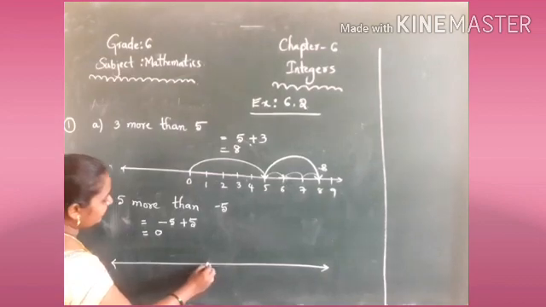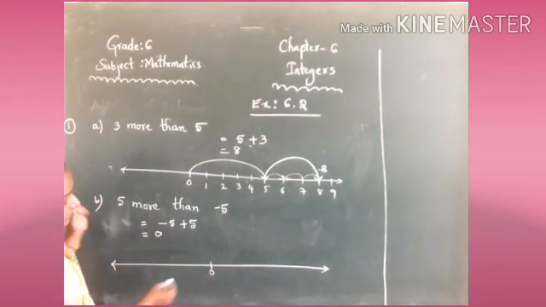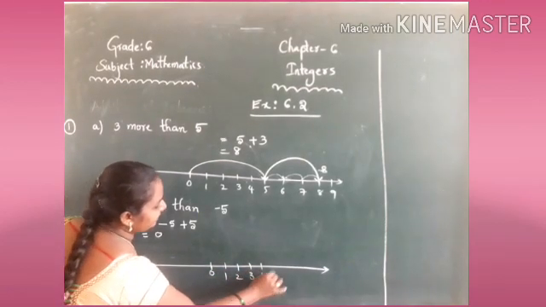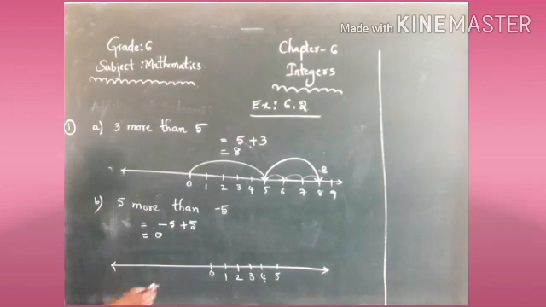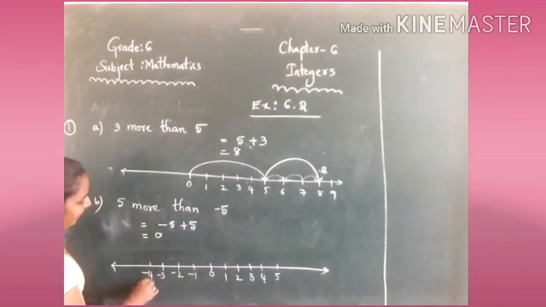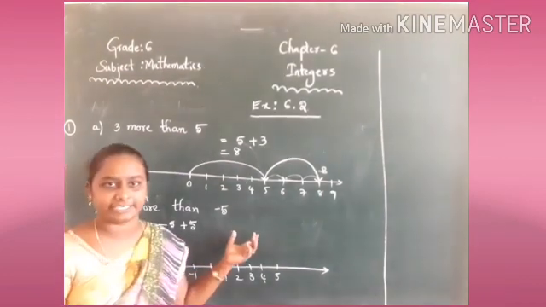Now I will show that one on the number line. Okay, so here a negative integer is there. Remember, you can take positive integers and negative integers also. No need to worry about that. If they give positive integers, we can take positive. If they give negative, you can take negatives.